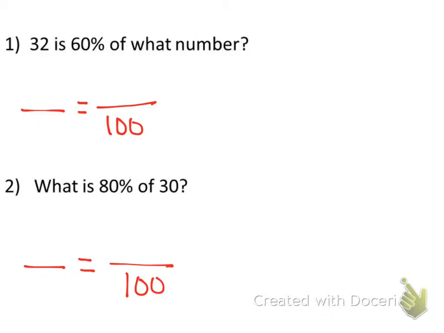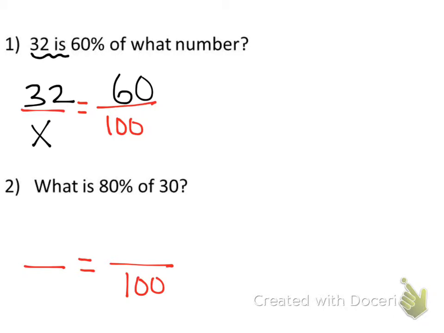60 goes on top of the 100. The percent's usually the easiest one to locate and position. The percent always goes over 100. Now you have to decide, is the 32 your is number or your of number? Is. Your is. See how it's right next to the word is? Good. Or you could think of it as the part. It's 60% of some other number that's the whole. So we're looking for the whole or the of in this case.